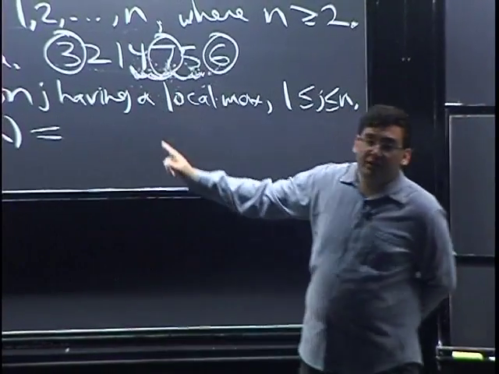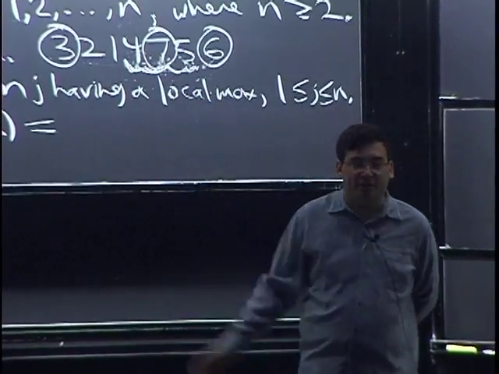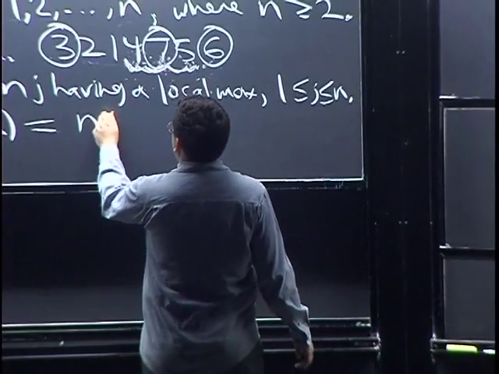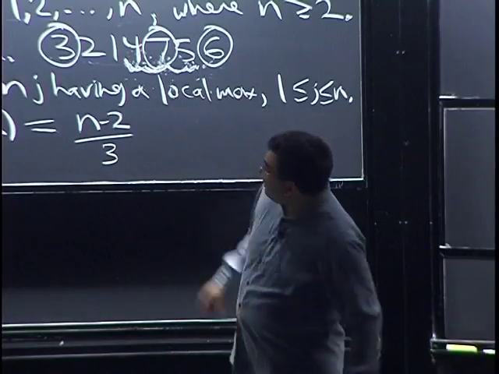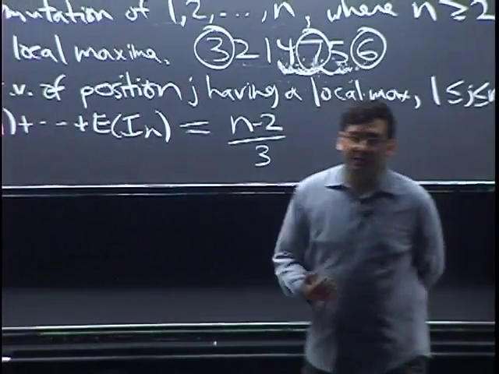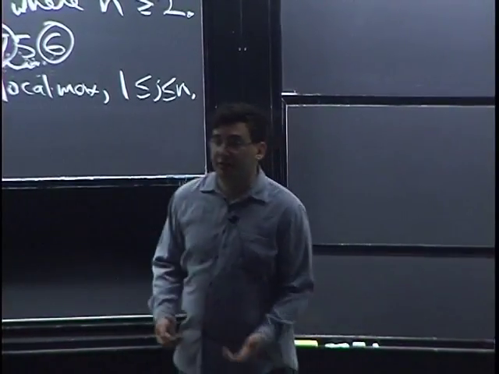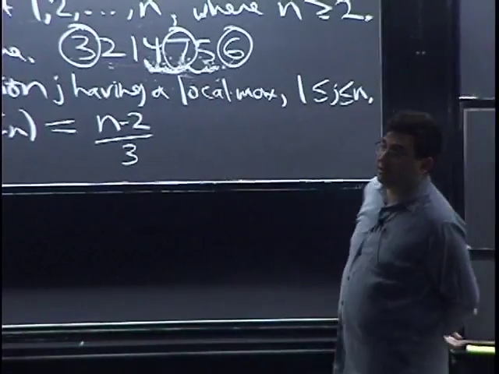Now we can use symmetry, as long as we're careful to distinguish between the intermediate points and the endpoints. There are n-2 intermediate points. Each of them is 1/3 probability. That is, the expected value of, remember the fundamental bridge, the expected value of an indicator is the probability of the event. The probability of the event is 1/3 for each of these intermediate coordinates.